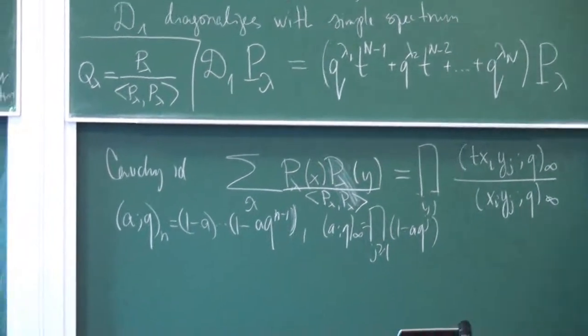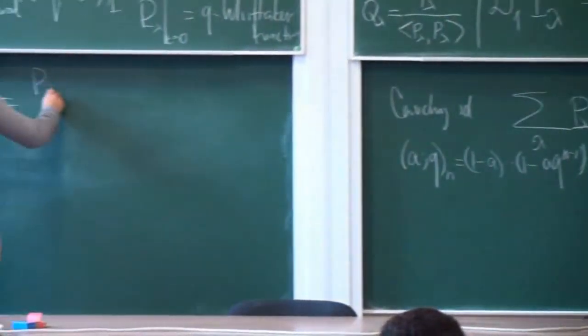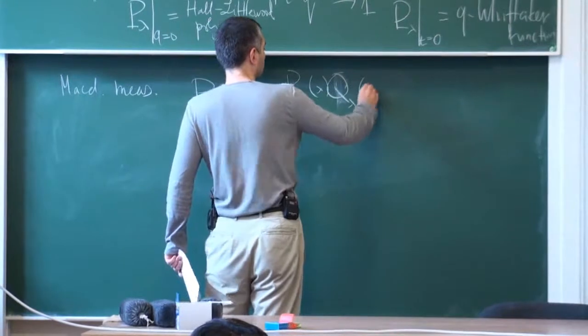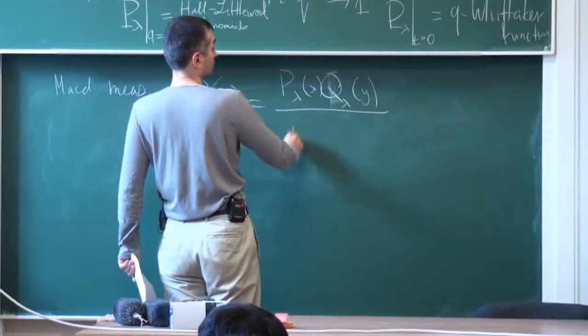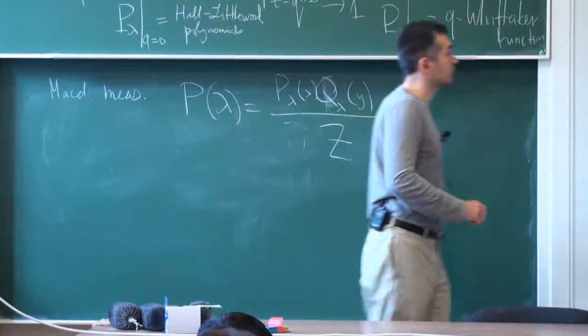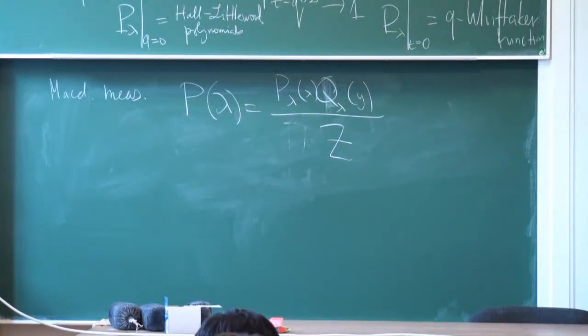Macdonald measures, where the probability of lambda is P lambda of x, Q lambda of y, divided by the product, well, by the partition function. So let me call it z. So this is z.